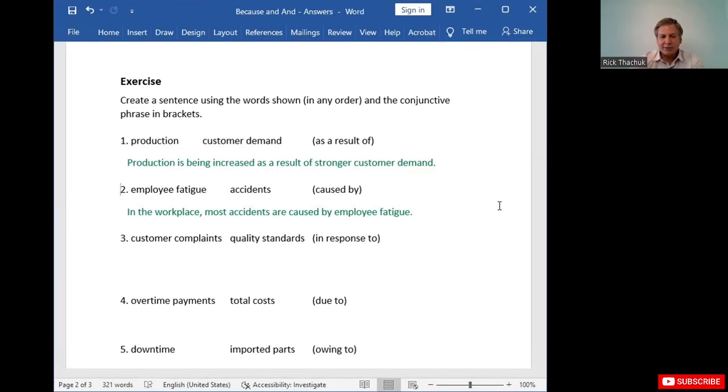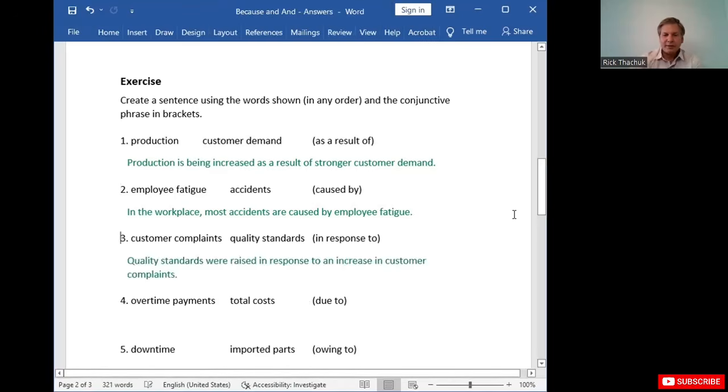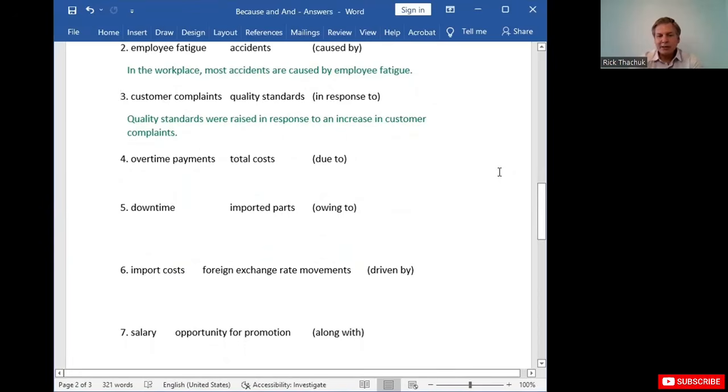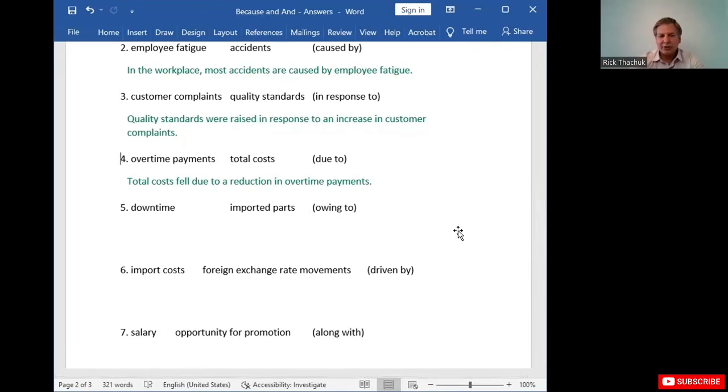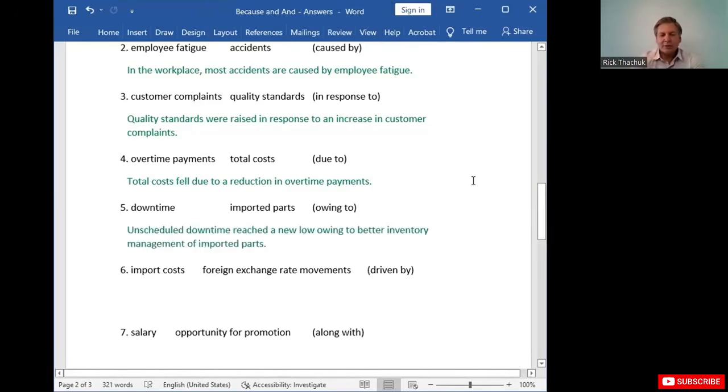Number 3, customer complaints, quality standards, in response to. Quality standards were raised in response to an increase in customer complaints. Let's take a look at number 4. Overtime payments, total costs, due to. A sentence using all of those words and phrases could be total costs fell due to a reduction in overtime payments. Number 5, downtime, imported parts, owing to. As an example, unscheduled downtime reached a new low owing to better inventory management of imported parts.